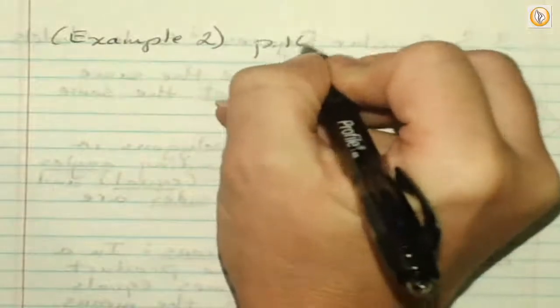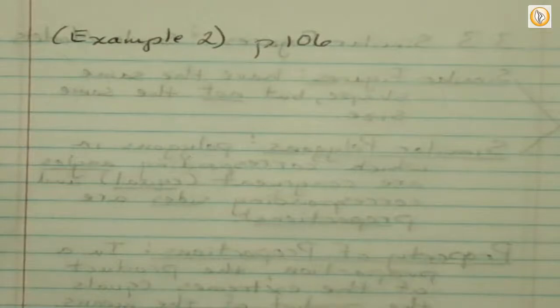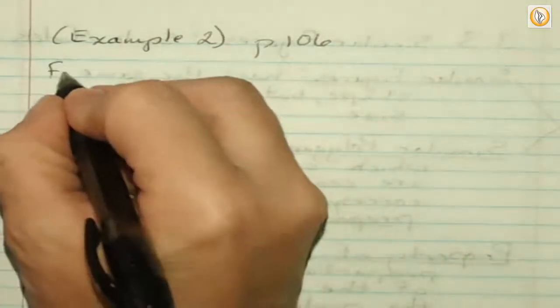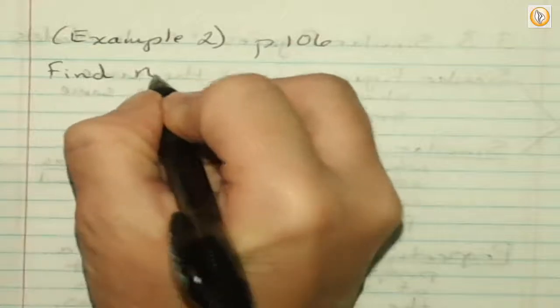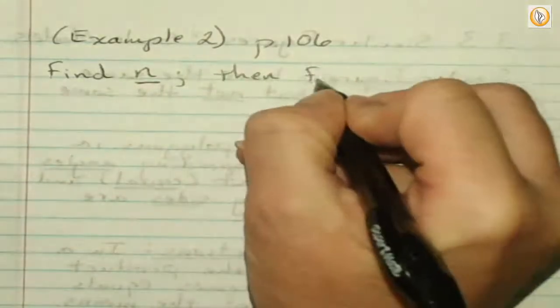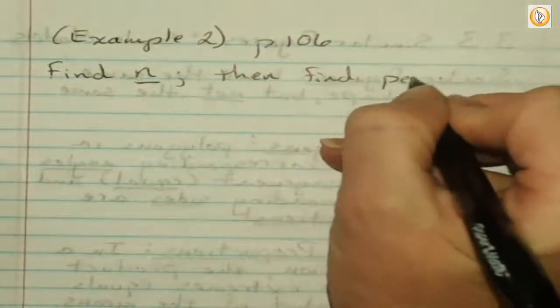On page 106, we're doing another one. This time it says find that measurement, then find the perimeters. Meaning you have to add up all the sides. Find N, then find perimeters.